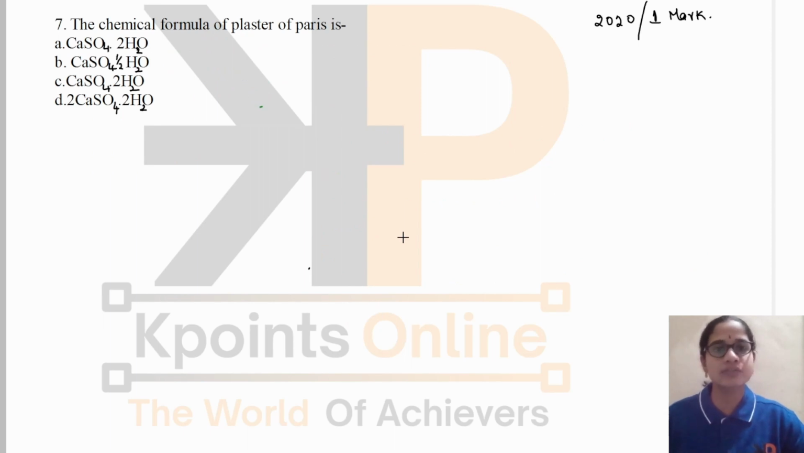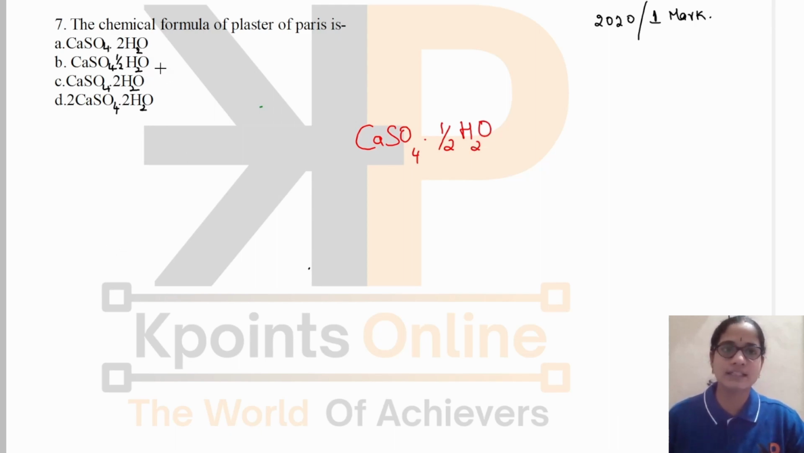Next, the chemical formula of plaster of Paris is, we know that plaster of Paris is calcium sulfate hemihydrate, that is CaSO4 half H2O. So our answer is this one. Option B is the correct answer.